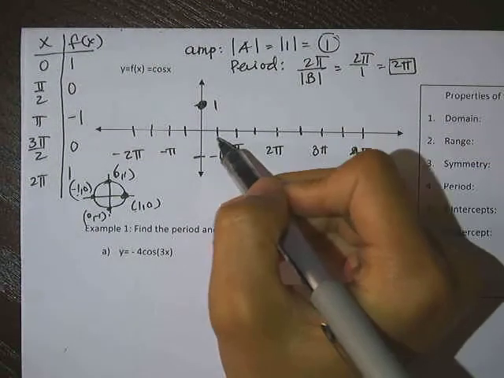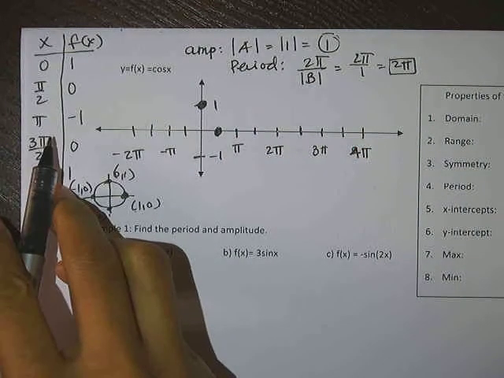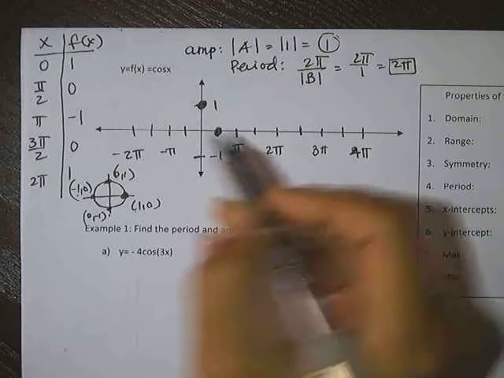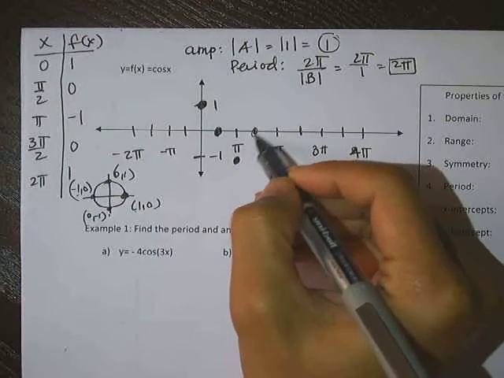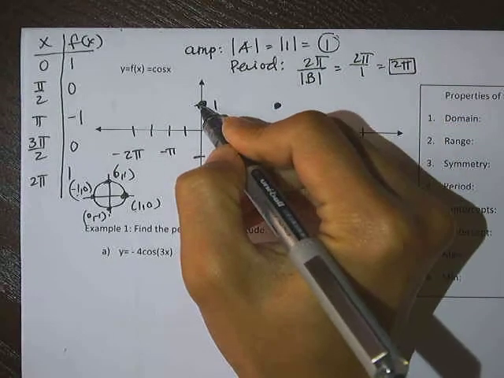So pi over 2 is right in between 0 and pi. Make a dot. Pi is going to be negative 1, so here's pi, go down to negative 1. 3 pi over 2, staying at 0. 2 pi, going up at 1. So here is a curve.